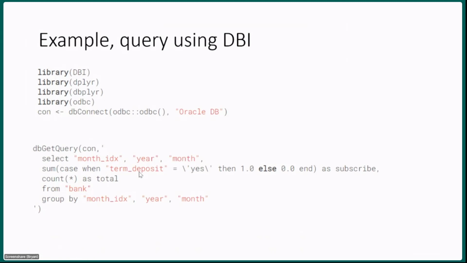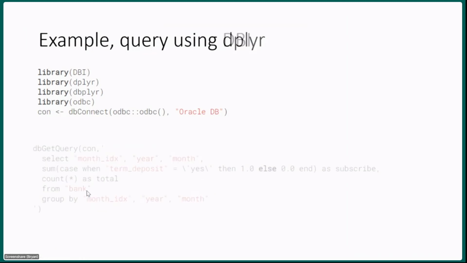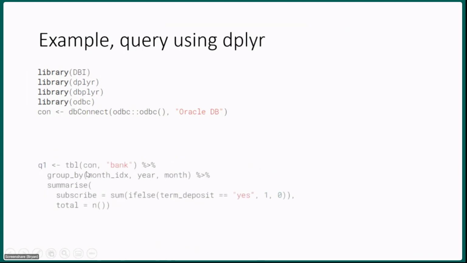But we could do the same thing using dplyr. So this is that equivalent statement, now using dplyr. Here we're specifying that the bank table is what we're using. We're doing a group by and then a summarize operation. If I go back, notice these are the same statements. This one is using SQL to do it, and this one is using dplyr. So this is what actually gets pushed to the database and is run there.